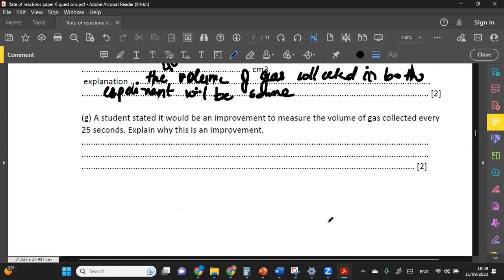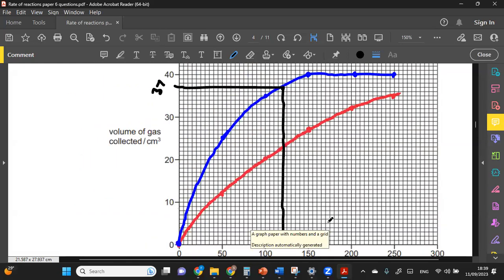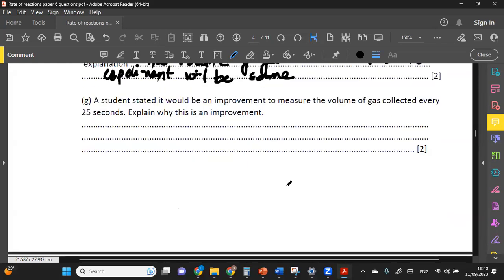The reason this is an improvement is because when I make my graph, I will get a better graph, a better curve. We will have more values to draw on the graph. Exactly. We'll have more values available. I will have a value for every 25 seconds instead of every 50. So when I draw, I can make a better graph and I will be able to see the trend or the shape of the graph much better. That's why it's going to be an improvement: because I will have more data.